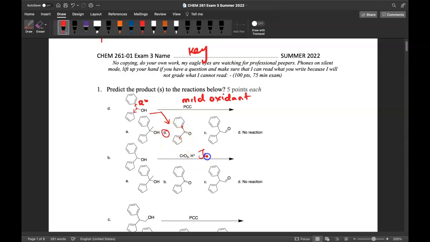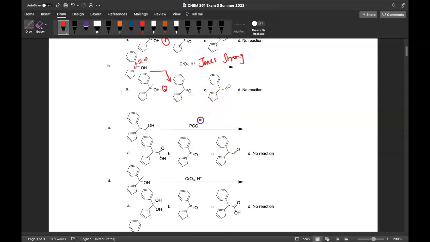This is Jones. That's a strong oxidant. Aldehydes will be oxidized further to carboxylic acid. This is a secondary alcohol, still ketone. PCC is mild. I see that this is a primary alcohol, so it should be oxidized to aldehyde and stops at the aldehyde, which is that.